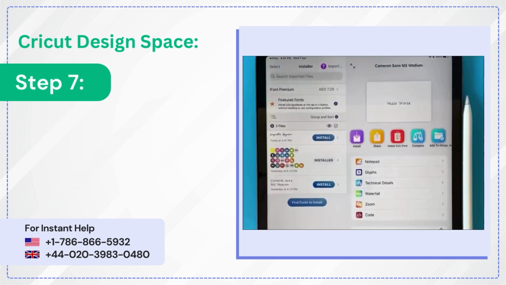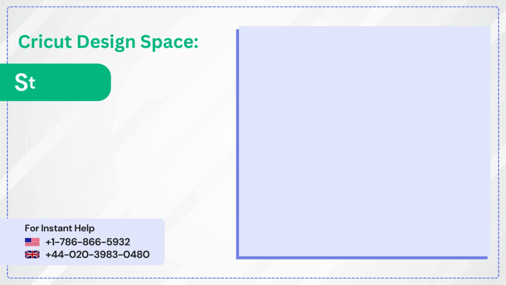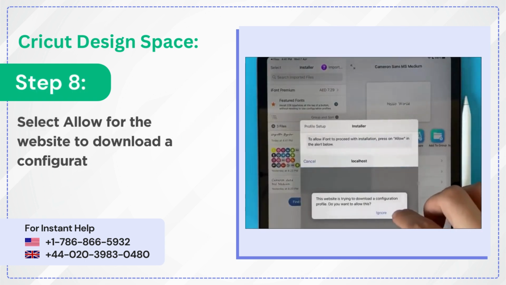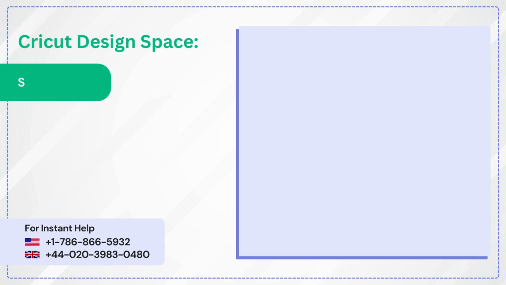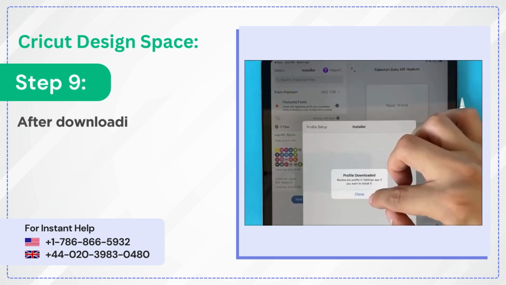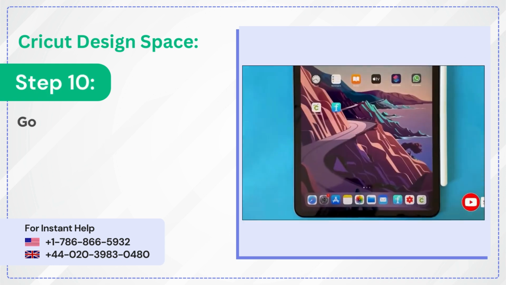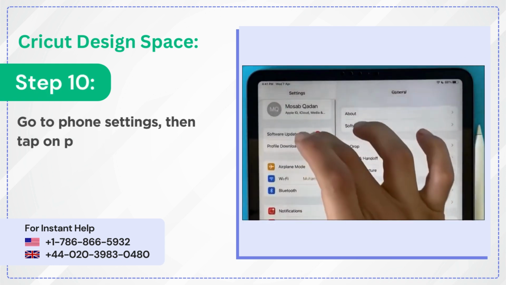Step 7. Tap on the Install button next to the font. Step 8. Select Allow for the website to download a configuration file. Step 9. After downloading the profile, tap Close. Step 10. Go to Phone Settings, then tap on Profile Download.